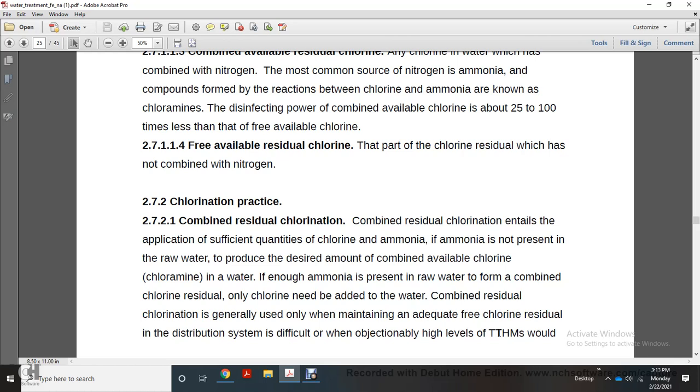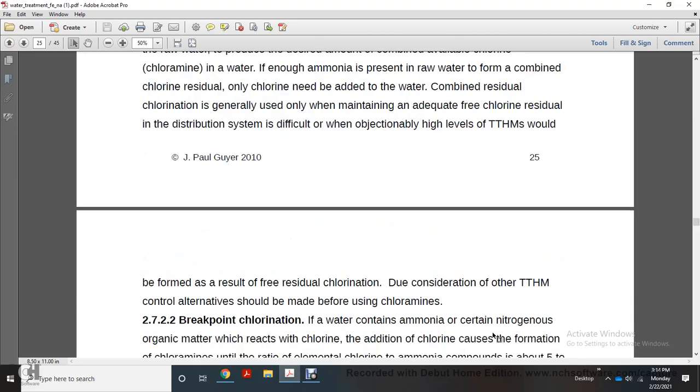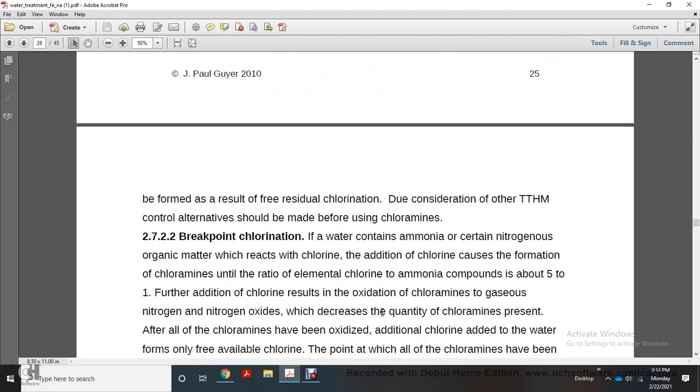The total trihalomethanes that would be formed as a result of free residual chlorination should be considered, and other total trihalomethane control alternatives should be made using chloramines.